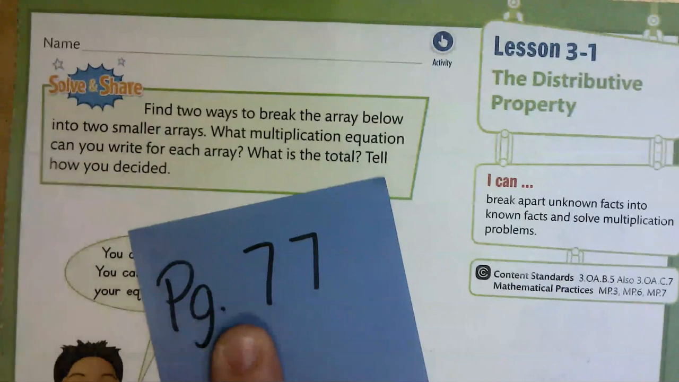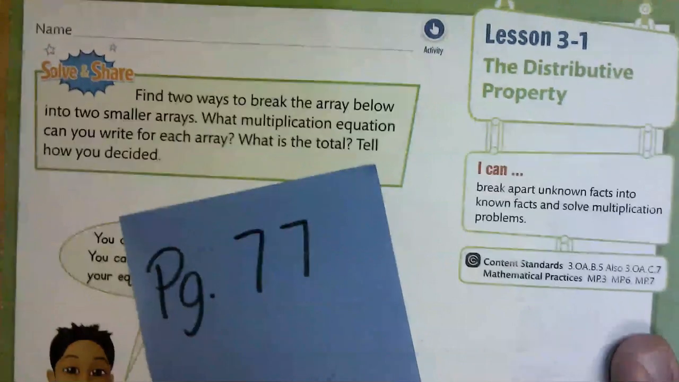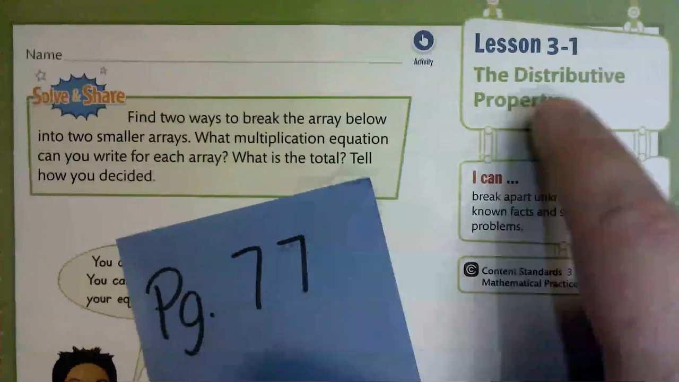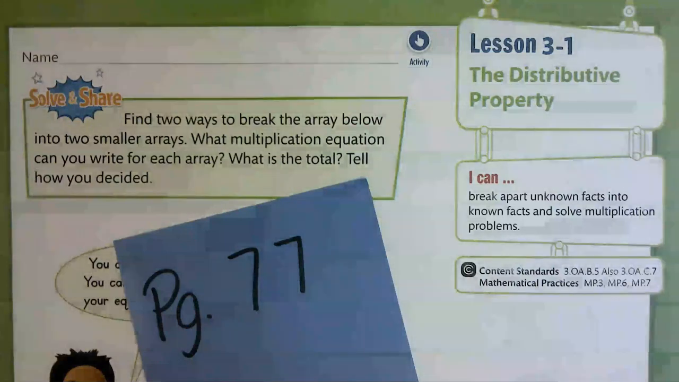So go ahead and take out your math book. While you're doing that, I'm going to talk to you about what our lesson is for today. So, page 77, we're going to be doing lesson 3.1. And our focus today is on the distributive property. All right, the distributive property. We're going to talk a little bit about that vocabulary word in just a moment.